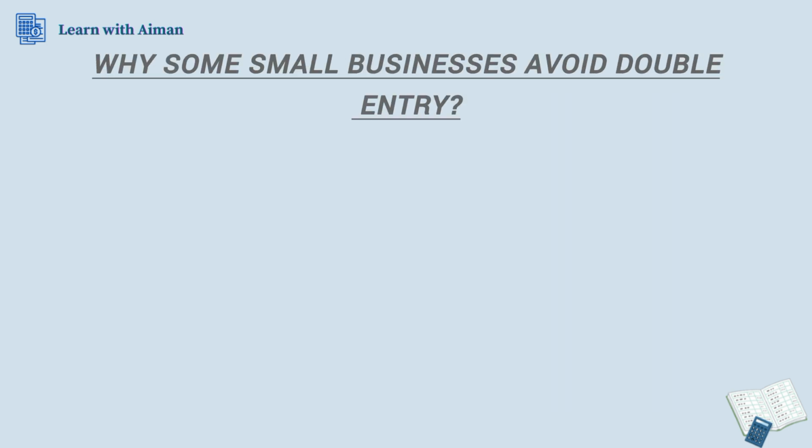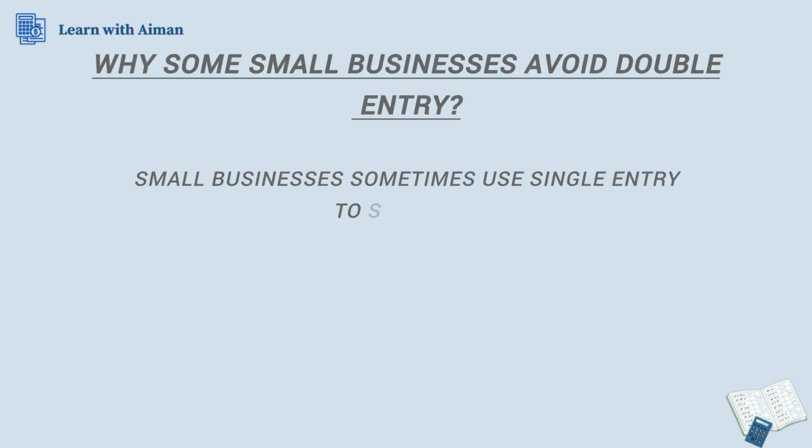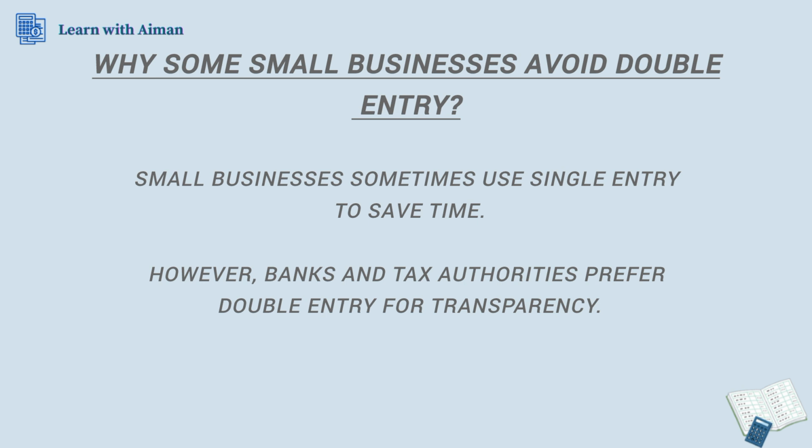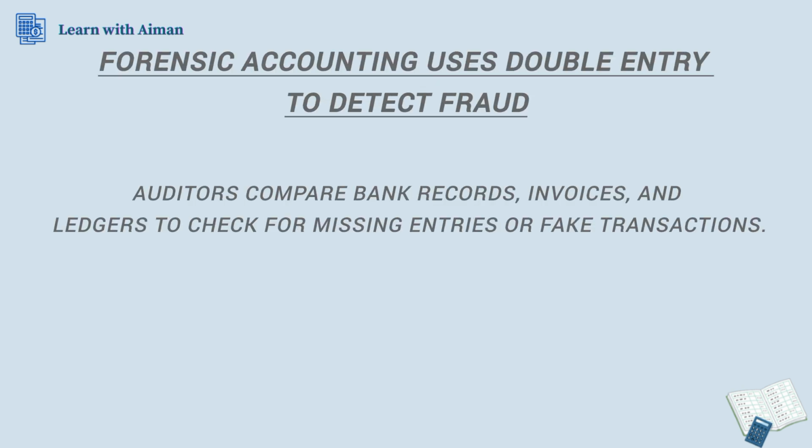Why some small businesses avoid double entry? Small businesses sometimes use single entry to save time. However, banks and tax authorities prefer double entry for transparency. Forensic accounting uses double entry to detect fraud. Auditors compare bank records, invoices, and ledgers to check for missing entries or fake transactions.